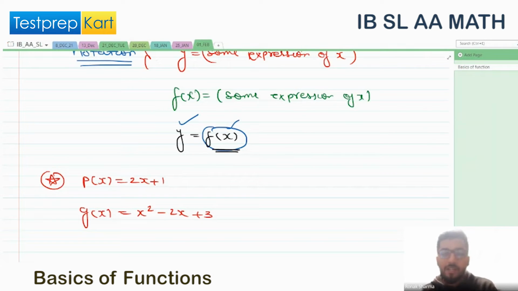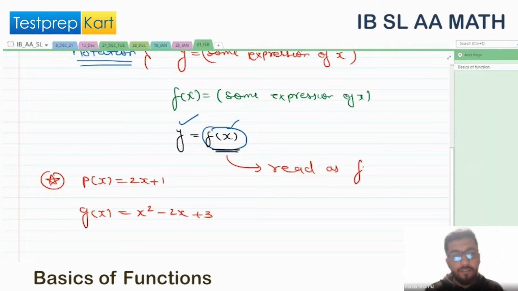P is simply denoting the name of the polynomial, and p of x means that this polynomial will be in terms of the variable x. Similarly, g of x is again a polynomial, where g is the name of the polynomial and it is in terms of x. So we are writing g of x, that's why we read it as g of x. So this is read as f of x. So f is the name of the function and x is denoting in terms of what variable we are having the function.